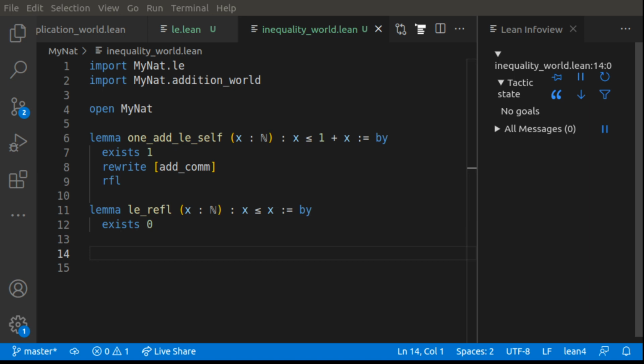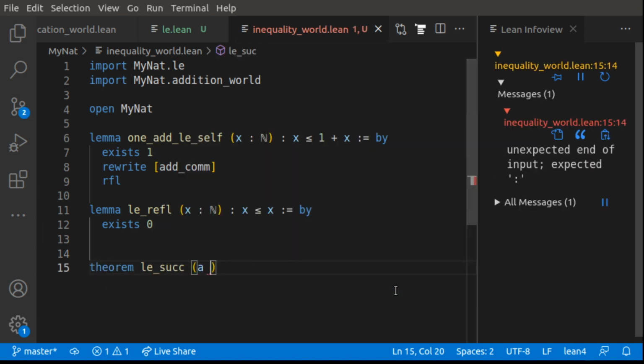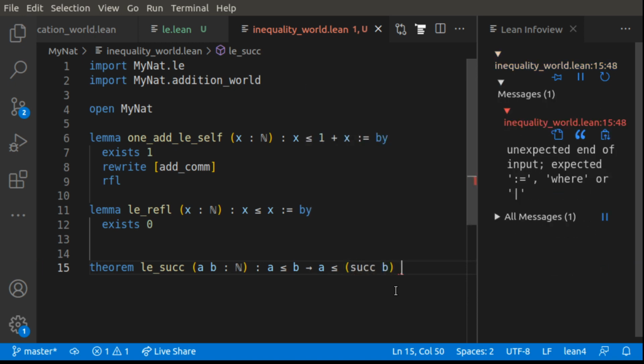Less than, successor of less than. Interesting. So let's try this one. Theorem: less than successor. A, B both natural numbers, and we'll define A less than B implies A less than or equal to successor of B.